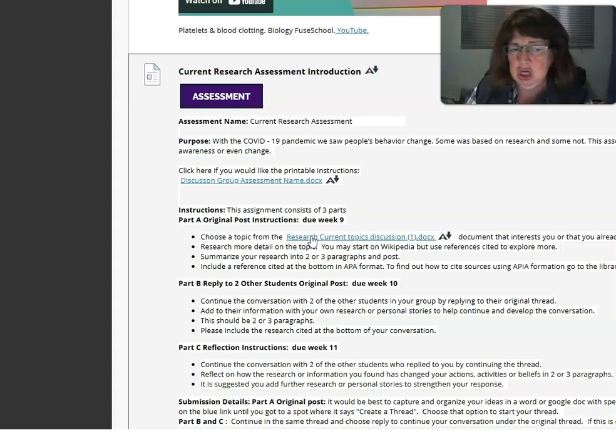You can start on Wikipedia if you want, but never cite Wikipedia. You can look at Wikipedia and usually find the references, what someone else is referring to. Now, a good reference should have the authors and be within the last 10 years and have a date on your reference. Then you will summarize this research in 2 or 3 paragraphs, and then you post it.